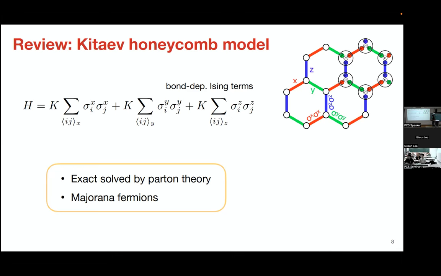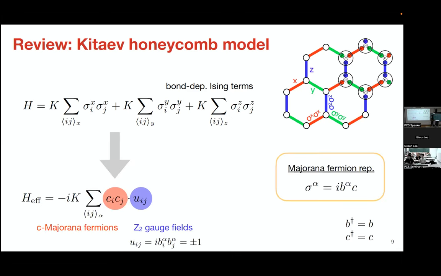How? By employing the Majorana fermion representation for spin-1/2 operators. Basically, we employ four different Majorana fermion operators: bx, by, bz, and c. These are four different Majorana operators. We can rewrite the spin-1/2 operator using these four Majorana operators. It is quite straightforward to check this representation satisfies the SU(2) spin algebra.